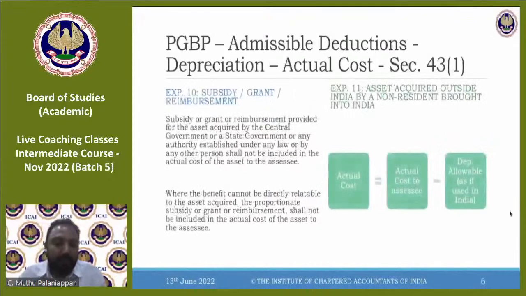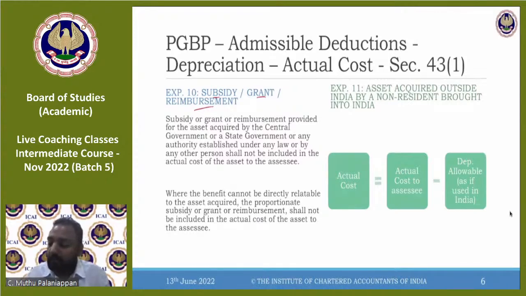Okay. Next. Explanation 10 is where you have been given a subsidy, grant, or reimbursement. So a subsidy or grant or reimbursement for the asset provided by the central government, state government, or any authority established under any law or by any person shall not be included in the actual cost of the asset. We already saw that in the definition itself, right? So the actual cost includes only the cost borne by you, the assessee. It shall not include a cost which is directly or indirectly borne by someone else, by some other authority.